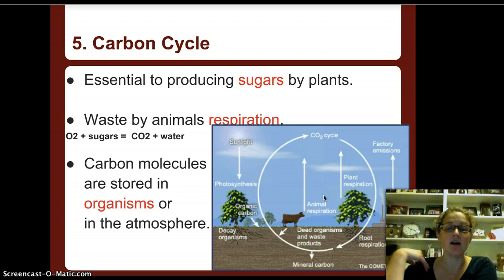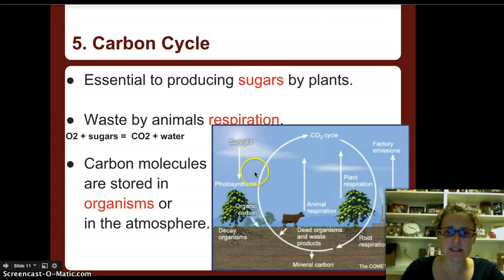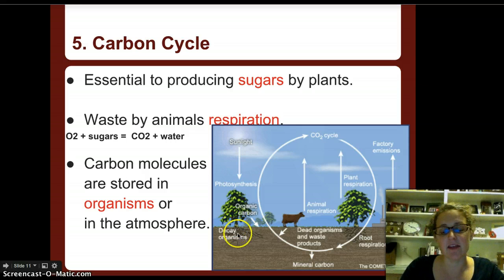When you take a deep breath, you're using that oxygen in the air, and then you're releasing carbon dioxide into the atmosphere with water. So you can see how plants trap carbon, and then they either return it when they decay, or they transfer it to animals, who then release carbon back into the atmosphere. Okay.